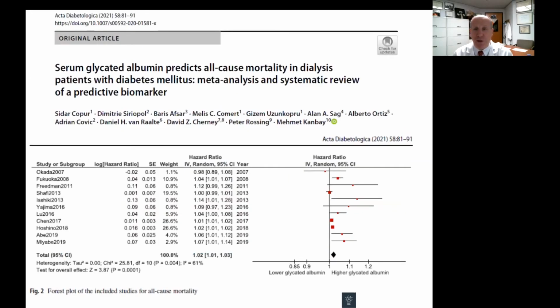This is a meta-analysis that I'm sure many of the other speakers have focused on, looking at serum glycated albumin predicting all-cause mortality in dialysis patients with diabetes.